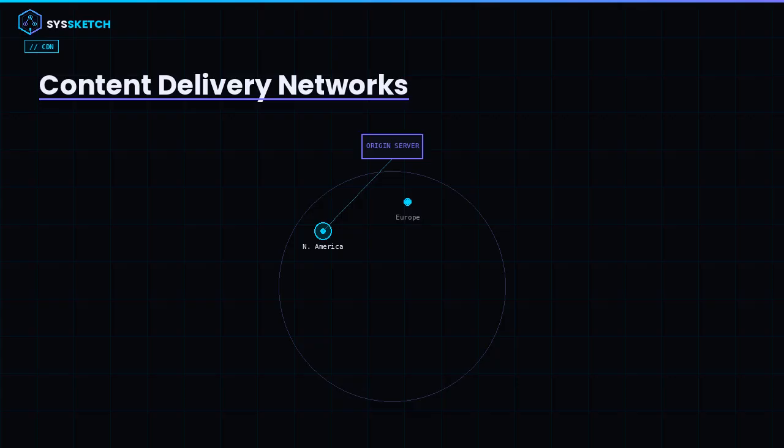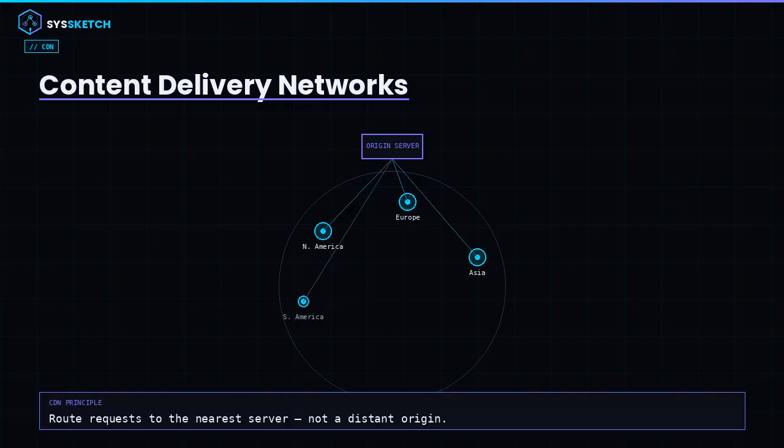Instead, Netflix built one of the largest content delivery networks in the world called Open Connect, a content delivery network, or CDN. It is a system of servers distributed geographically around the world, each one storing copies of popular content. When you request a video, the CDN routes your request to the nearest server rather than a central origin. The closer the server, the faster and more reliable the delivery.